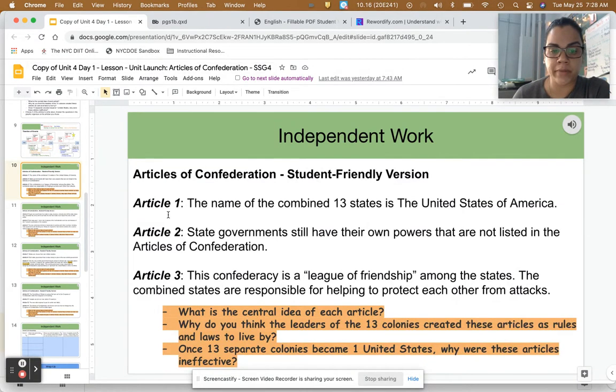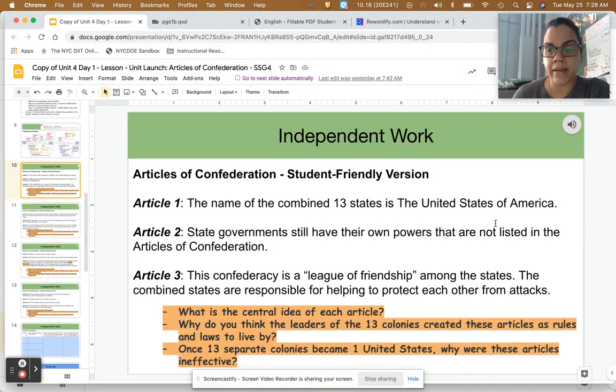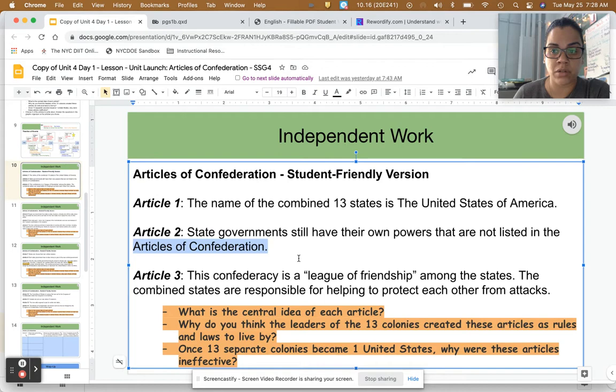Okay, so Article 1. The name of the combined 13 states is the United States of America. Okay, so they all just have one name now. State governments still have their own powers that are not listed in the Articles of Confederation. Okay, so the states that we used to know as colonies have extra powers that are not written down on this document of the Articles of Confederation.